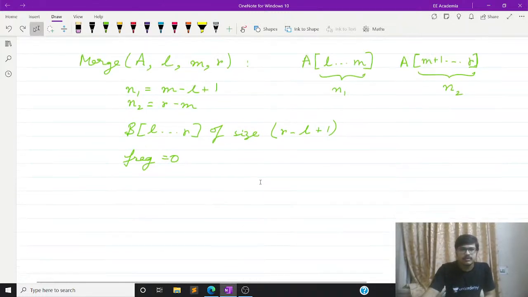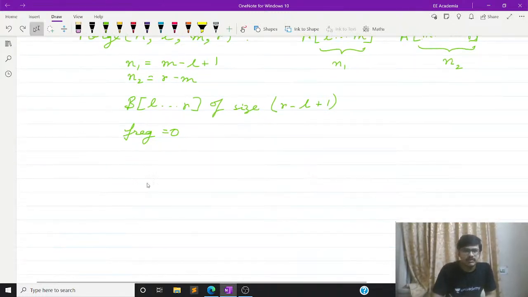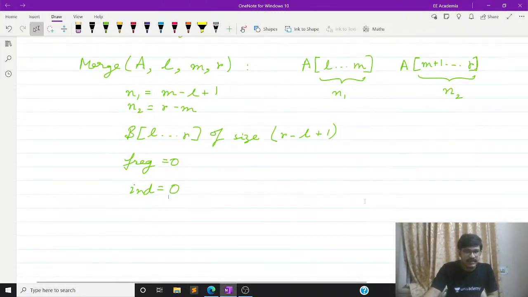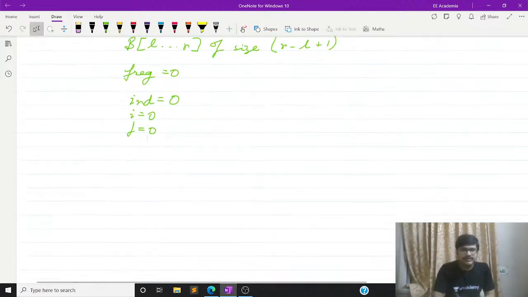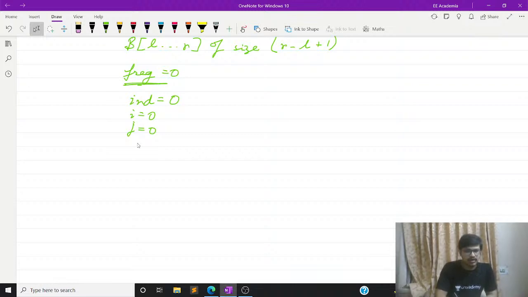Okay. So what I do now is the combine step. How do I combine this array, guys? I keep an index variable to 0, and I keep two pointers to the first array and the second array, I and J. I equals 0, J equals 0. This variable is what we will be using to count the frequency. These two are normal merge sort variables we use.